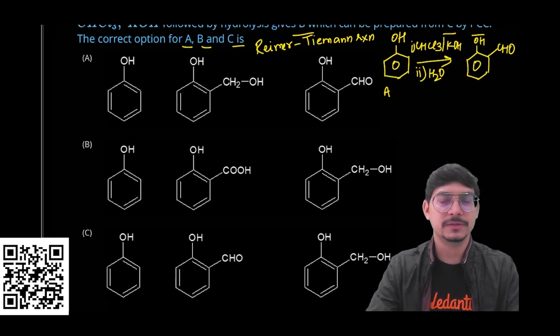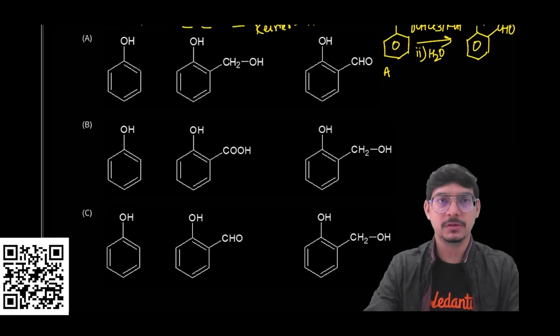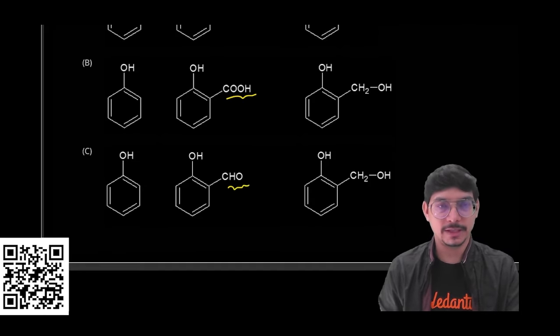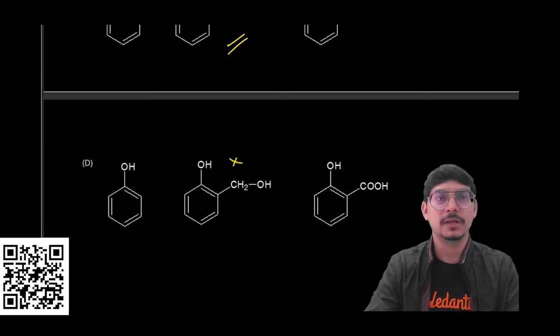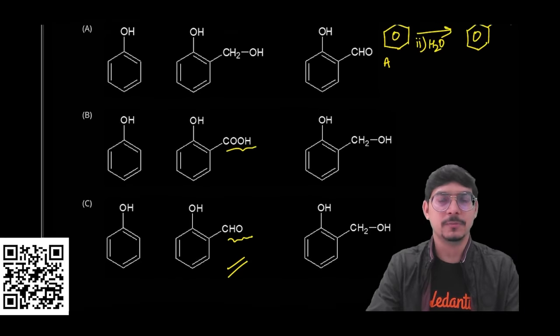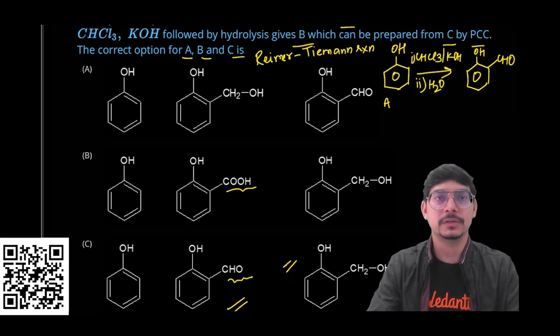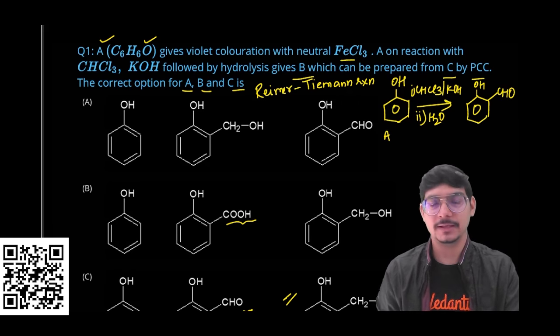In the given options, option A cannot be the correct answer because it is CH2OH. Option B also cannot be the correct answer because it is a carboxylic group. Option C is likely to be the correct answer because that is the major product, salicylaldehyde, and option D also cannot be the major product. But let's check whether option C is completely correct or not. The last statement of the question says that this on reaction with chloroform and KOH followed by hydrolysis gives B, which is our salicylaldehyde, which can also be prepared from C by PCC.